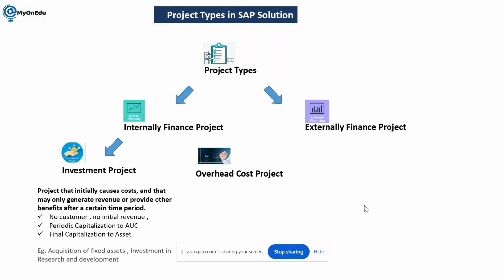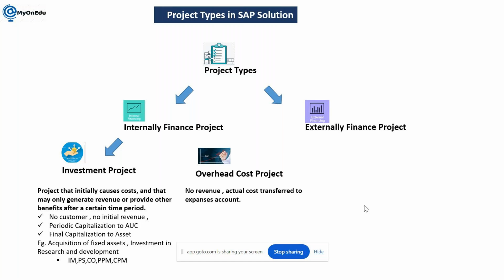SAP examples include acquisition of fixed assets, investment, and research and development, or the best example, if we are constructing an office, is the best example of an investment project. SAP has given modules like investment management, IM, project system, controlling CO, PPM, portfolio and project management, and CPM, commercial project management. From the solution perspective, IM, PS, CO, FI, and PPM are the modules that help here.